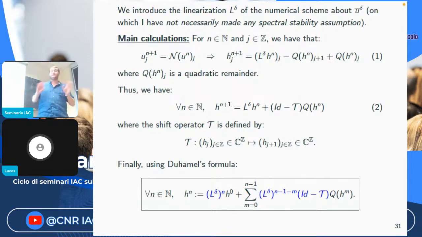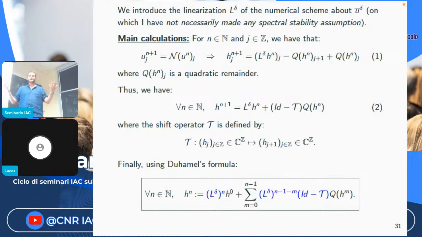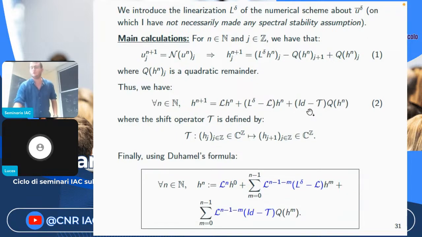Now I will talk very briefly on how the proof works. It's essentially what I said before. It will use some Duhamel formula. Essentially, you will start from your numerical scheme, U^(n+1) equals T applied to U^n, and you separate the linear part and the remainders, which are quadratic remainders here. This gives you equation 2, where L delta is the linearization about the discrete shock profile U delta, plus identity minus T applied to the quadratic remainder.